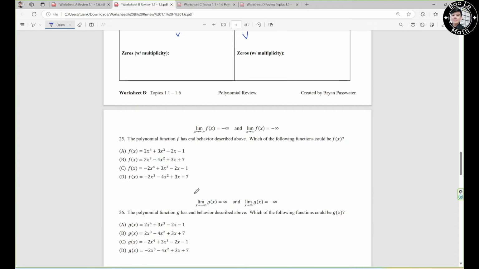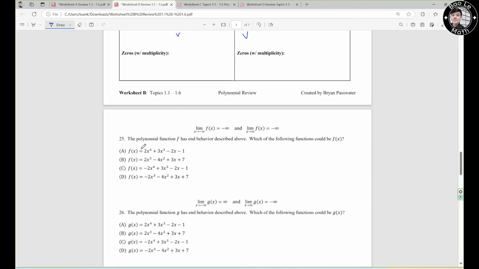Now let's move on to question number 25. So, given the limit of the function f of s when s approaches negative infinity equals negative infinity, and the limit of the function f of s when s approaches positive infinity equals negative infinity, the polynomial function f has the end behavior above. So which one could it be, right?